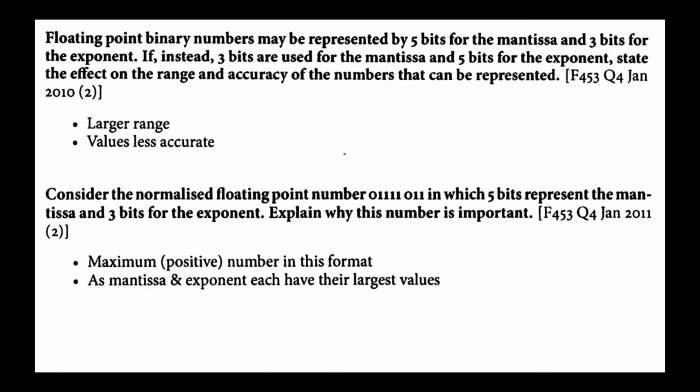So, the mantissa and exponent each have their largest values, because the first bit of the mantissa is -1. Well, this is when you convert it back. So the first bit is -1, and the first bit of the exponent is a negative number, so it's -4 in this case.